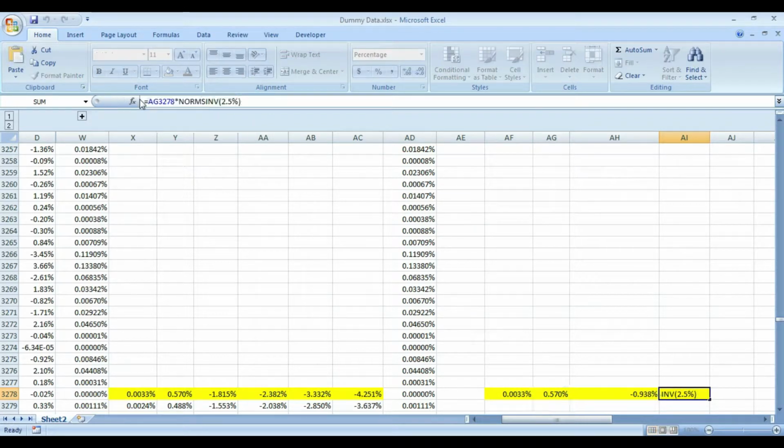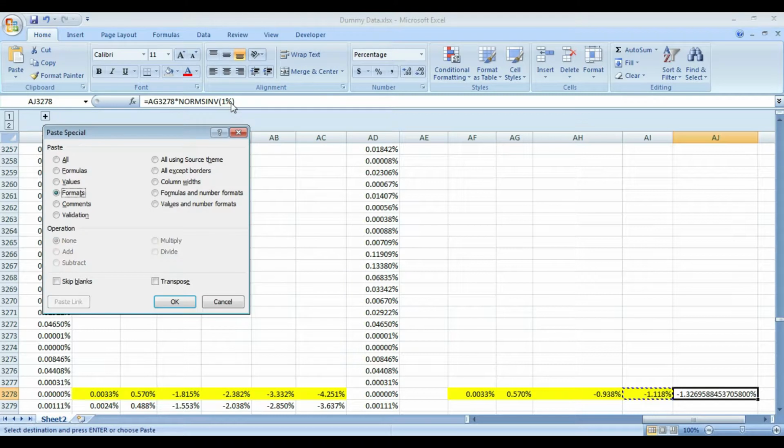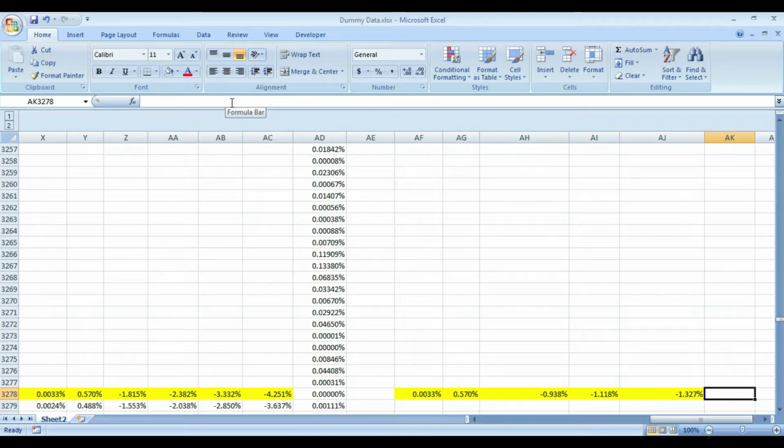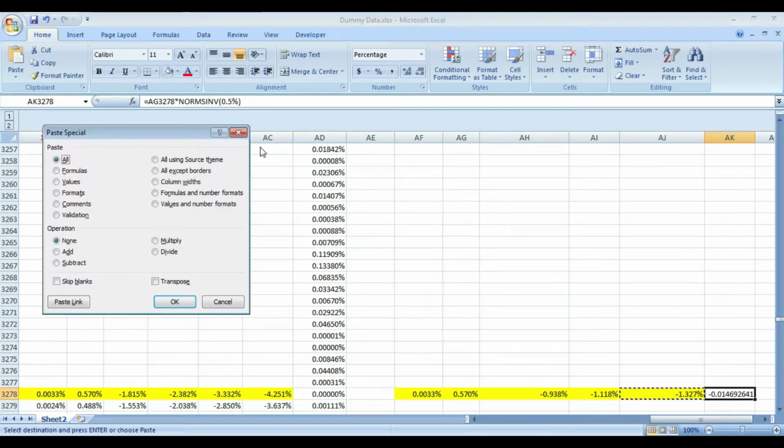Now the next thing, for 99%, this will be 1%. There you go. I'll take the format. Now the last one, which is 99.5%, for that the probability will be 0.5%. So done.